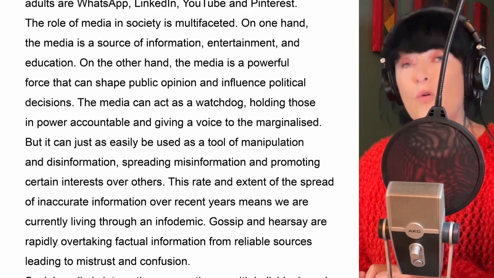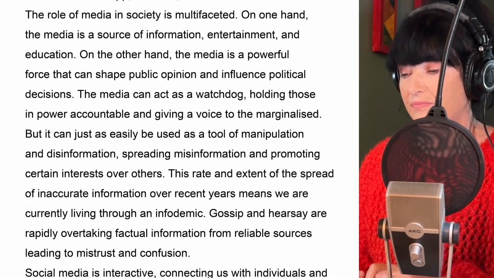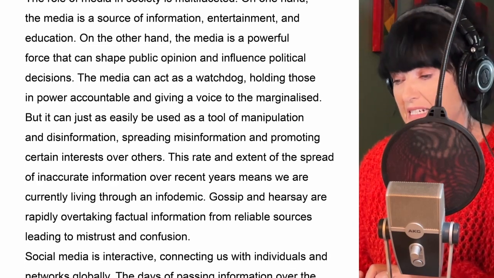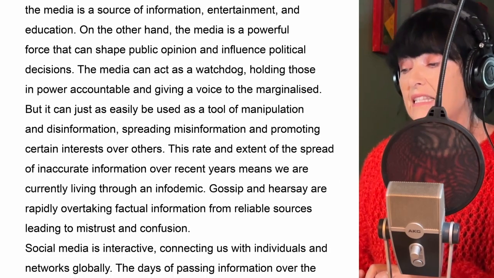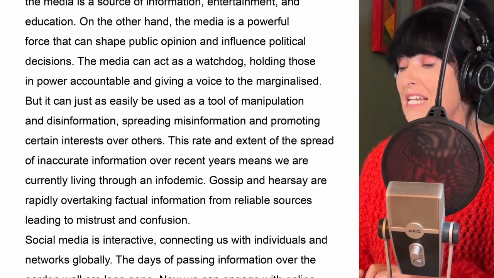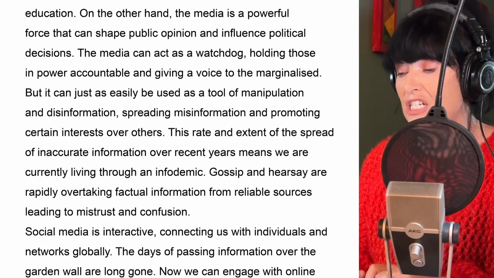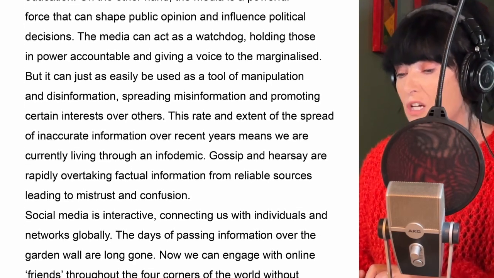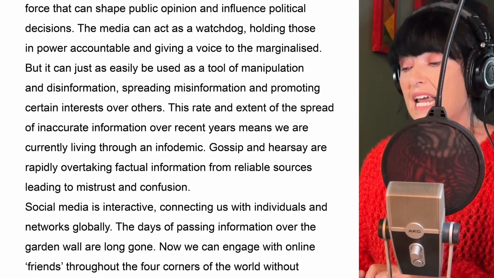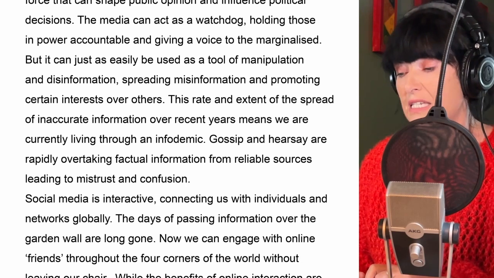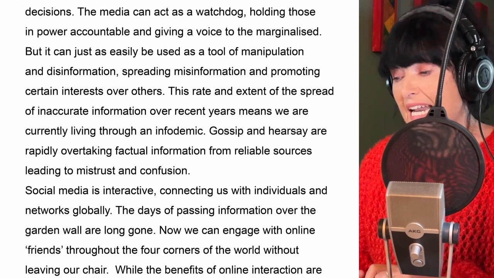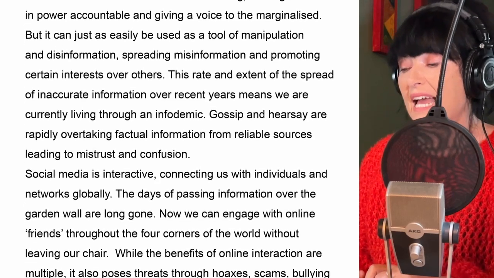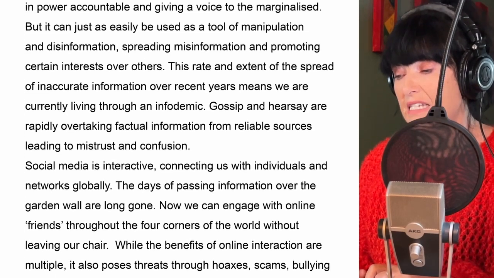And what is the role of media in society? The role of media in society is multifaceted. On one hand, the media is a source of information, entertainment, and education. On the other hand, the media is a powerful force that can shape public opinion and influence political decisions. The media can act as a watchdog, holding those in power accountable and giving a voice to the marginalised.